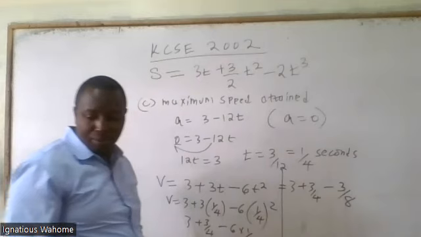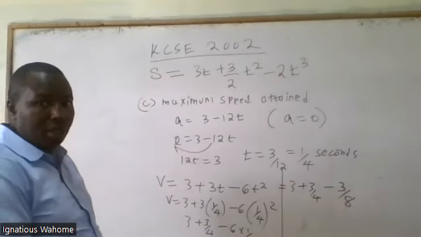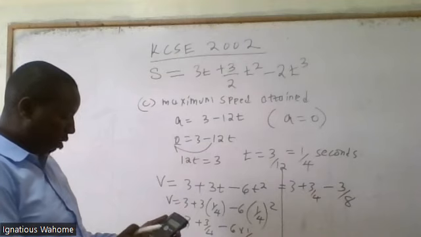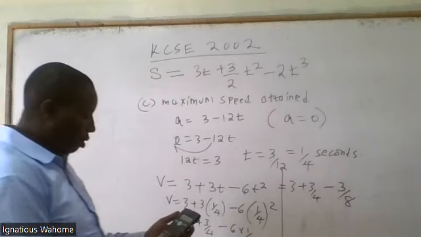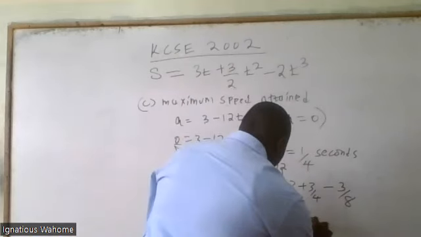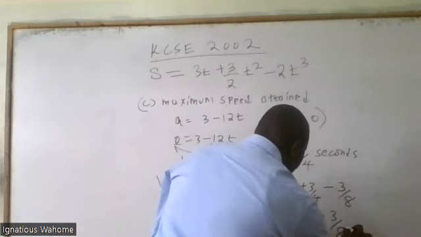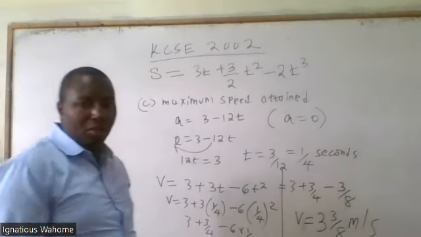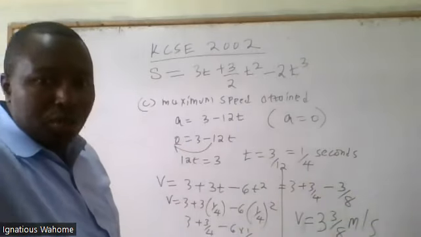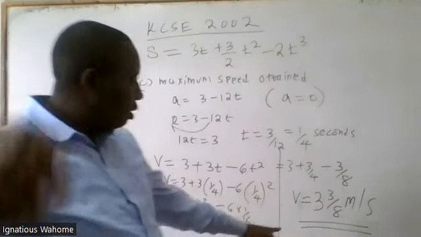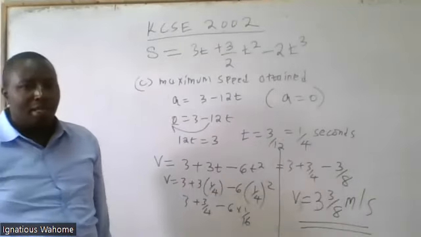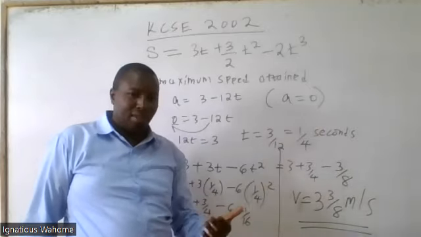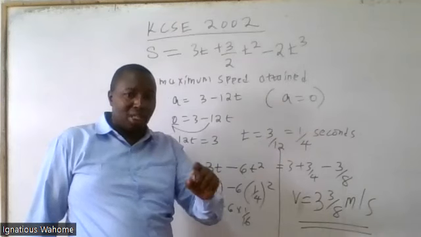That would be the velocity: 3 plus 3 over 4 minus 3 over 8. You get velocity equal to 3 over 8 meters per second. So that's what we talk of as the maximum speed. The maximum speed is attained when this body is no longer accelerating. So the acceleration is 0.